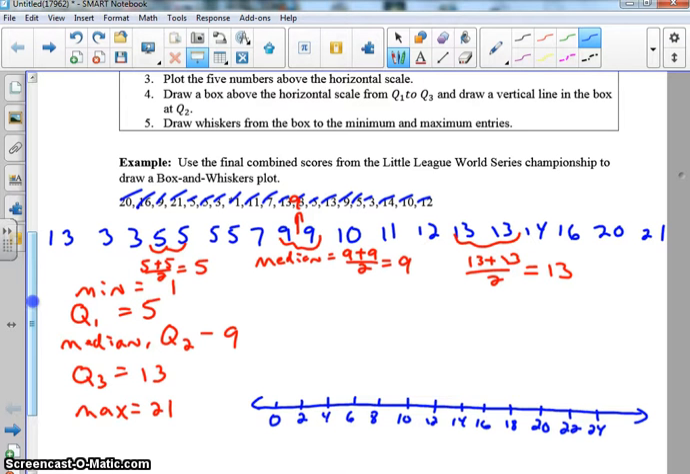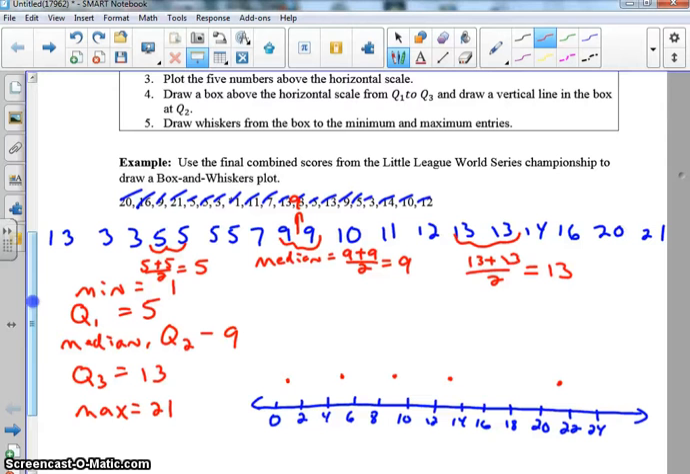You're going to plot the 5 numbers above the horizontal line, above your number line that you just drew. So above the number line, I'm going to put my minimum of 1, Q1 of 5, Q2 of 9, Q3 is 13, and then the max is 21.